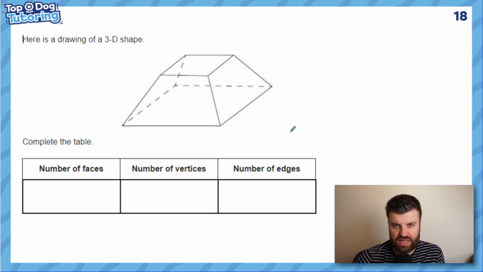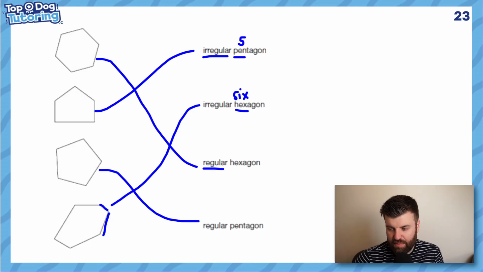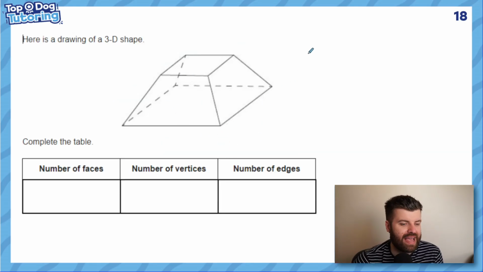Now we're moving to 3D shape. 2D shapes we just looked at here, they're flat shapes that don't have any depth. A 3D shape, I know it's on paper, or in your case, a screen, but it's got dotted lines to show that these edges are further back. And we can kind of see here, it's almost like a pyramid with the top cut off. So here's a drawing of a 3D shape. Complete the table. Faces, vertices, edges. Have a go and I will tell you what they mean after and what the answer is.